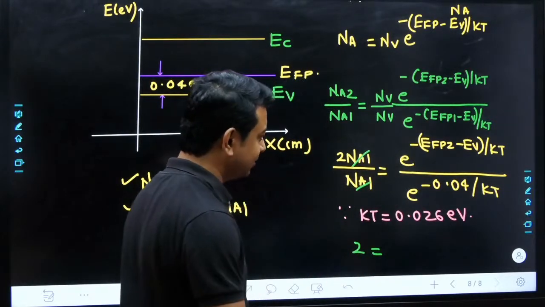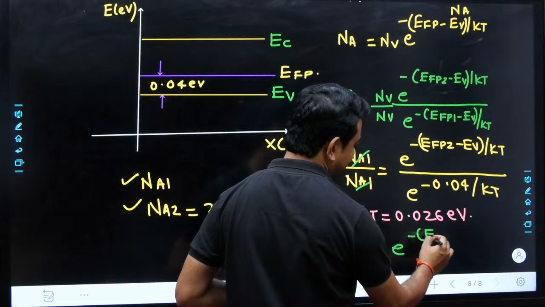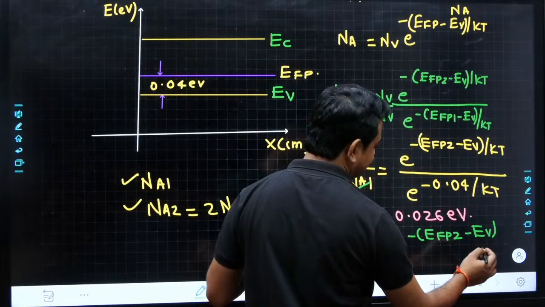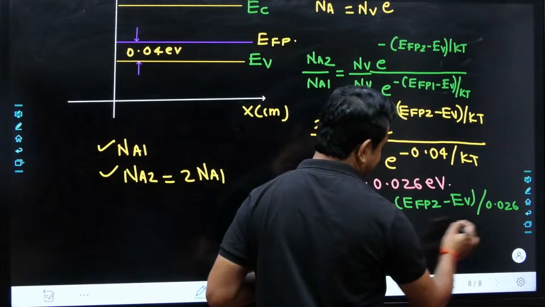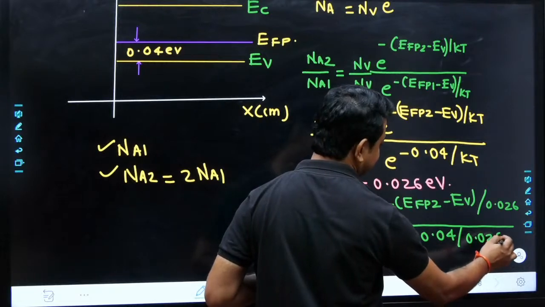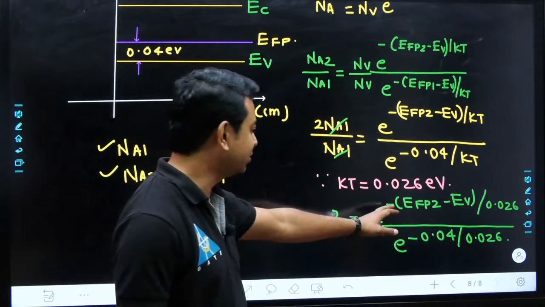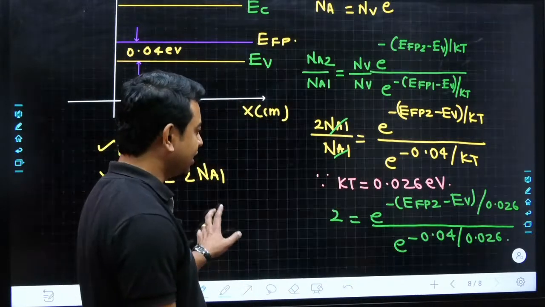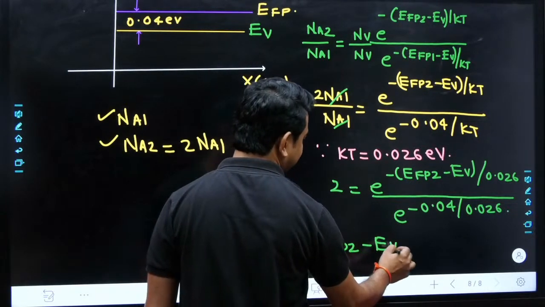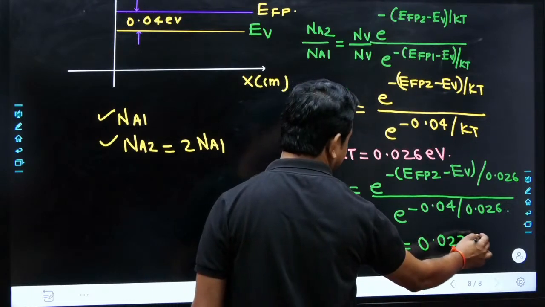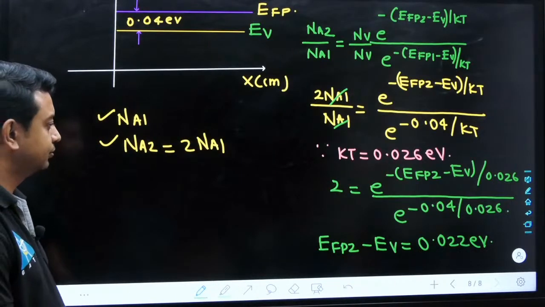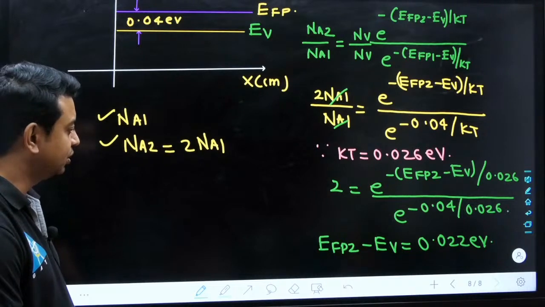So, I just take this value, and we can write this is 2 is equal to, because this Na1 will get cancelled, and we have to find out the relative position of Fermi energy level in case of second, minus EV divided by 0.026, and we are having minus of 0.04 divided by 0.026. So, the only unknown thing here is nothing but EFP2 minus EV. So, what will be the answer after solving this one, EFP2 minus EV, this will be given by 0.022 electron volt above the valence band.